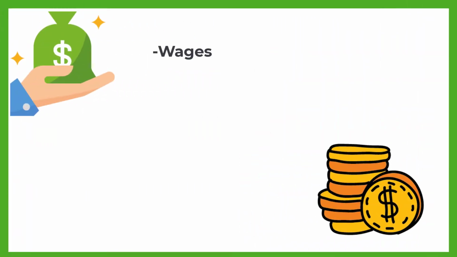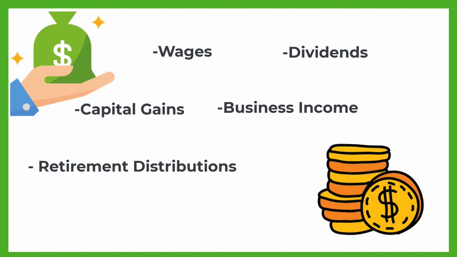The first thing you need to understand is the difference between AGI, which is your adjusted gross income, and MAGI, which is your modified adjusted gross income. Your AGI is really important for tax purposes. Basically, it's your gross income minus deductions. Your gross income includes your wages, dividends, capital gains, business income, retirement distributions, as well as other income. You're able to itemize these deductions or take the standard deduction. Once you've subtracted these deductions, you're left with your AGI.